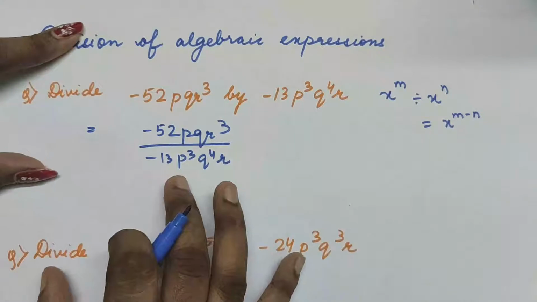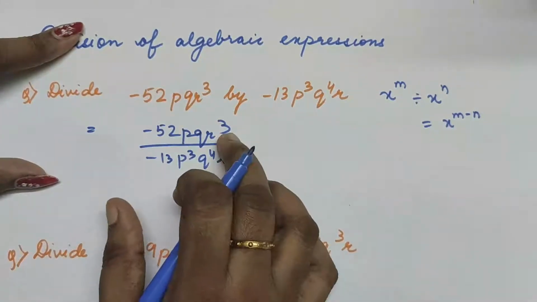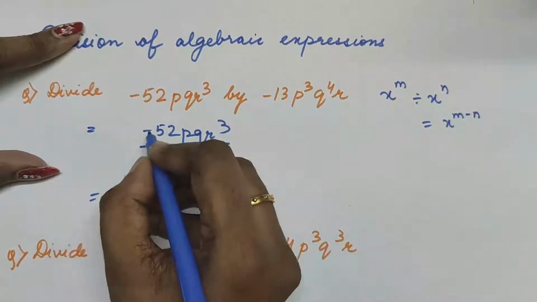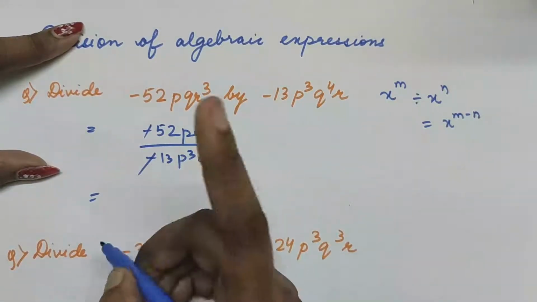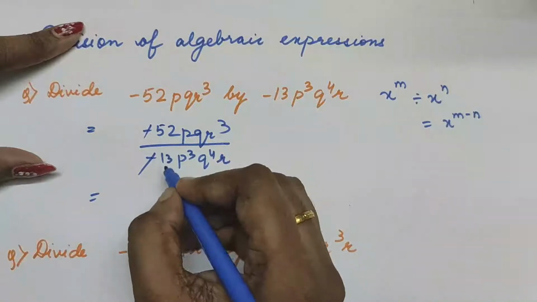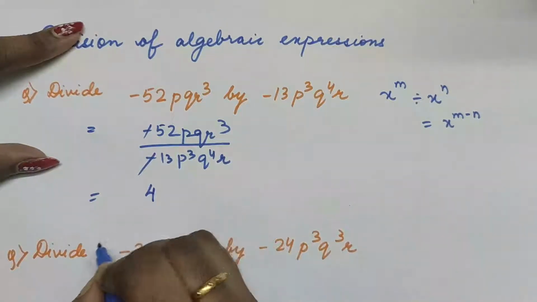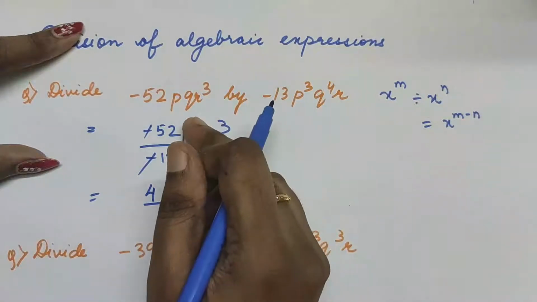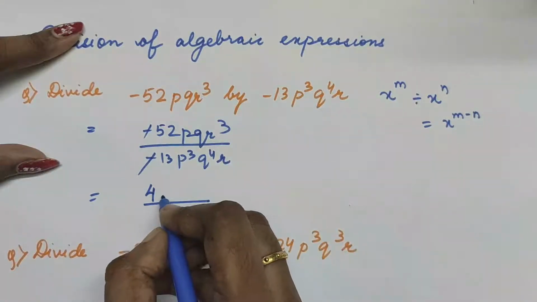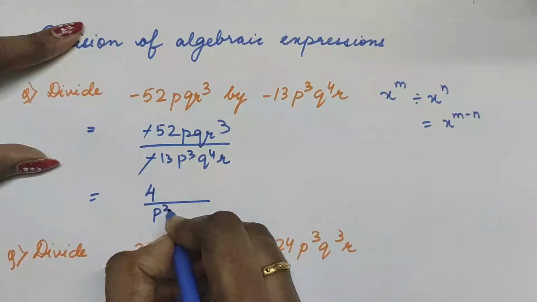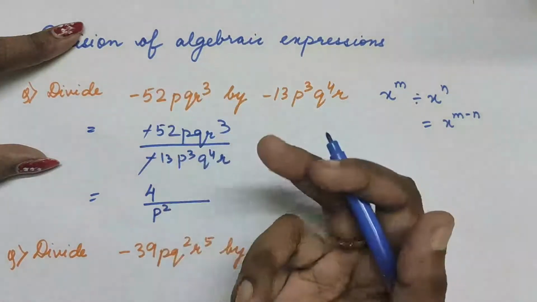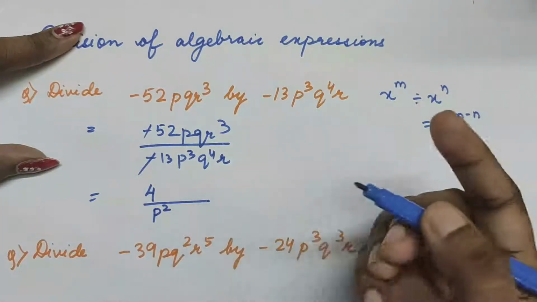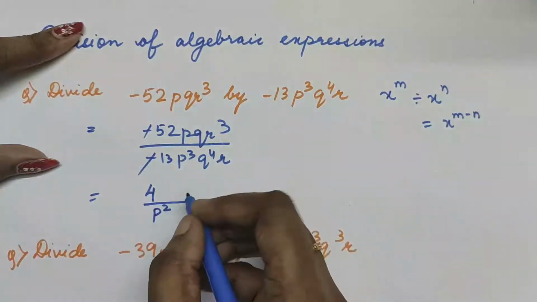Using that concept, we are going to solve the literal coefficient, and like normal division we are going to solve the numerals. So minus and minus cancels and we get a plus. 52 divided by 13 gives us a 4. Now for the literals, you see here power is 1. So actually power 2 will remain here because 3 minus 1 we will do. If we take it above in the numerator, it will become negative. So I am keeping it positive and bringing it down.